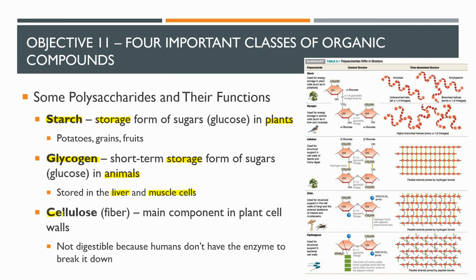And then cellulose, this is one of those structural ones. Cellulose is a big polysaccharide. Here's the structure here. It's a big polysaccharide that's in plant cell walls. And this is what we call fiber in our diet. It's not digestible. We don't have the enzymes to break it down.